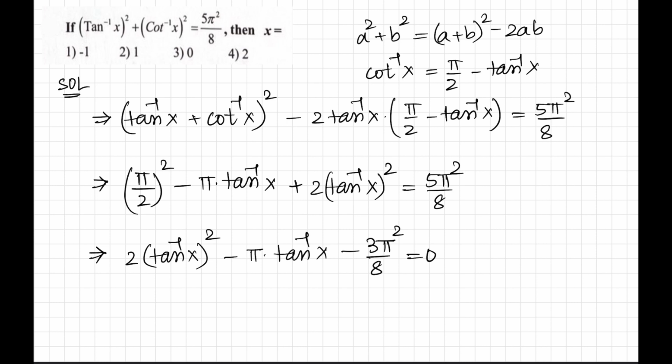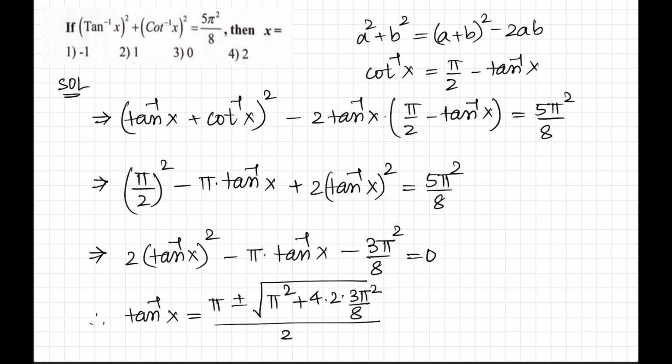So now we will apply the quadratic formula, and therefore we can write tan inverse of x is equal to pi plus minus under root of b square minus 4ac, which is pi square plus 4 into 2 into 3 which is pi square by 8, whole divided by 2 into 2. तो 4 into 2, 8 gets cancelled out और ये हमें मिल जाता है pi plus minus 2 pi by 4. तो अगर हम प्लस साइन यूज करेंगे तो we get 3 pi by 4 और we get minus pi by 4.